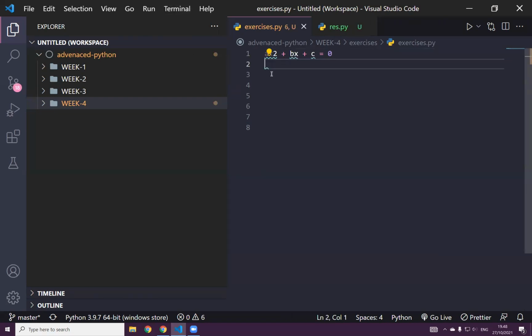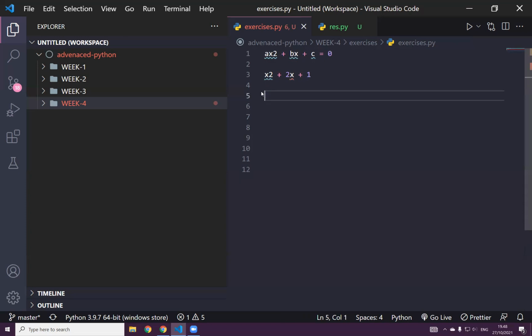This could be written, for instance, in the case of a being 1, as x squared plus 2x plus 1. So now the value of a is 1, the value of b is 2, the value of c is 1 again. So this is a proper quadratic equation. In a quadratic equation, we get a solution set. It could be two solutions, or one solution, or no solution.